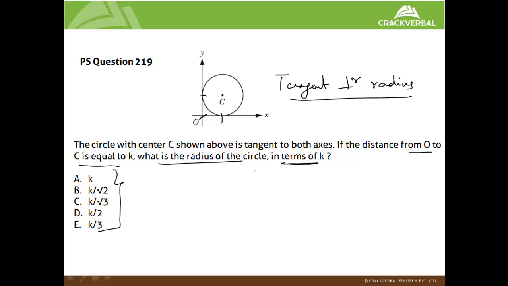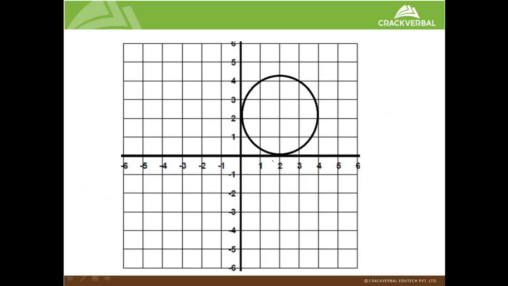Always draw your own picture. Draw this picture a little bigger so that we can interpret the question well. So the picture looks something like this. Since x and y axes are both tangent, this is a tangential point, and this is also a tangential point. Let's say this is the center of the circle C. Now they are saying the distance from the origin, the intersection of the x and y axes, to the center of the circle is k. So this distance is k.